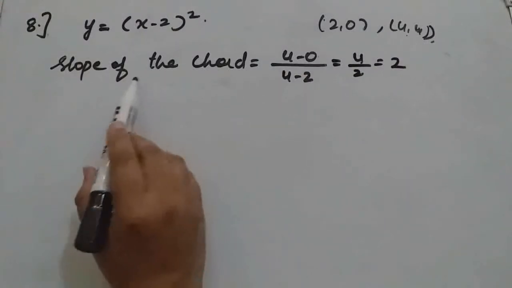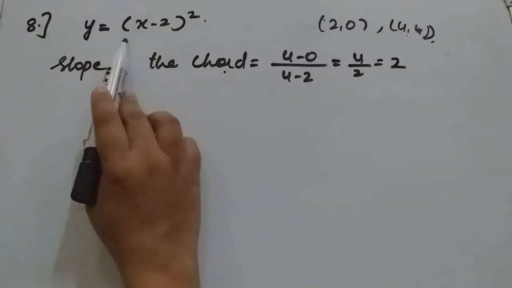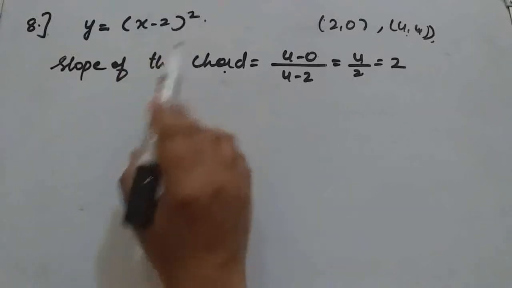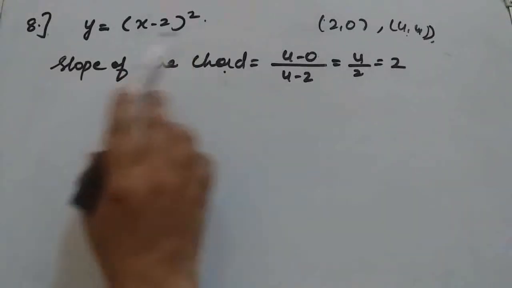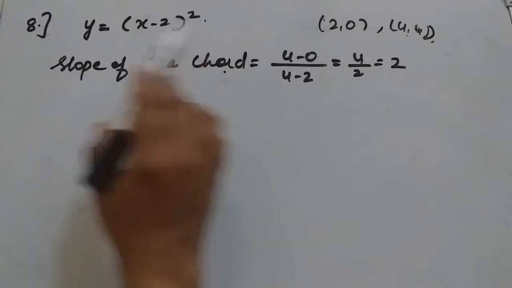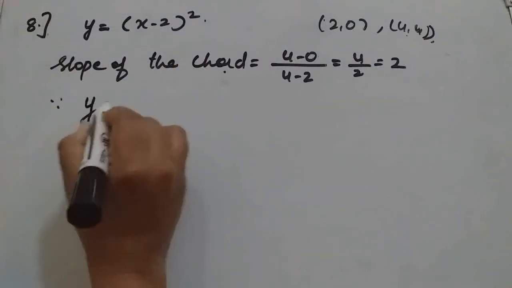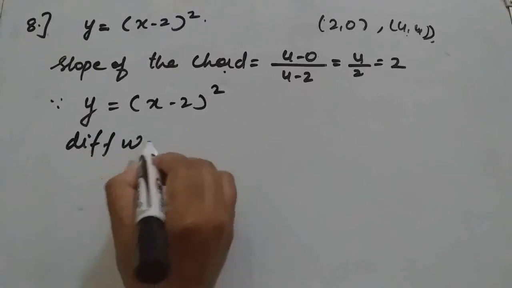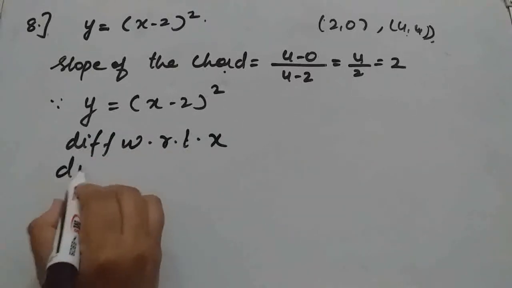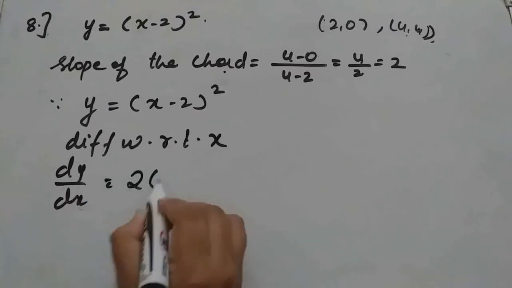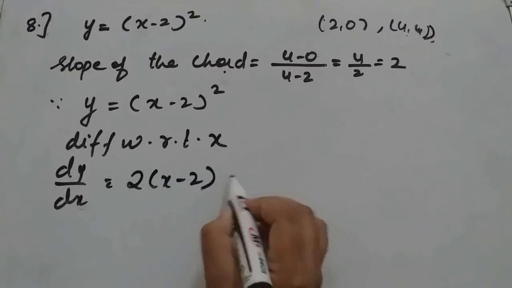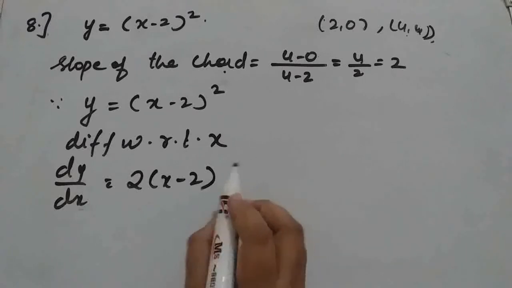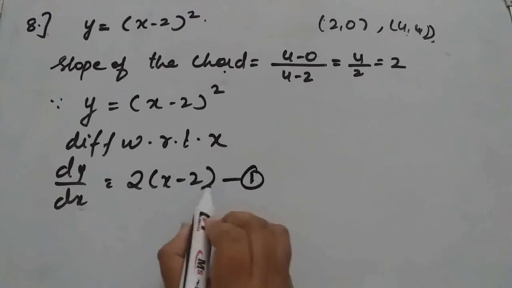Now see, chord and tangent are parallel to each other. So we know the relation between slopes of parallel lines. They will be equal. So slope of the chord we got 2, slope of the tangent should be 2. But from this curve we will find what is the slope of the tangent. Differentiate with respect to x. So dy by dx will be 2 times x minus 2, derivative of x minus 2 is 1. So this is slope of the tangent.